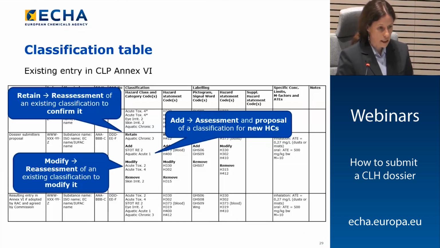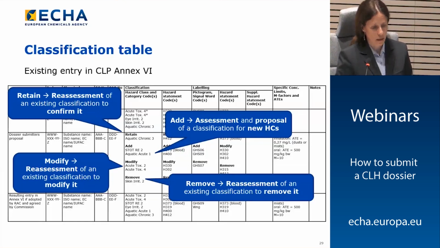Please note, in this case, there is also an exception, which is that the acute tox 4 with the asterisks were translated from the DSD to CLP, as there has been a change in the criteria. So that's why also the acute tox 4 for oral goes under modify, even if it remains acute tox 4. But it's also explained in the guide.